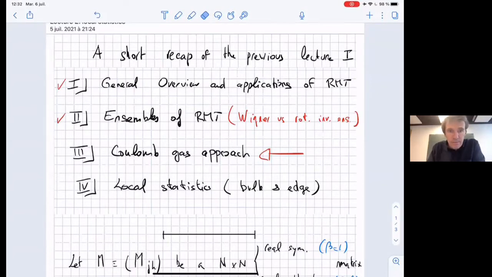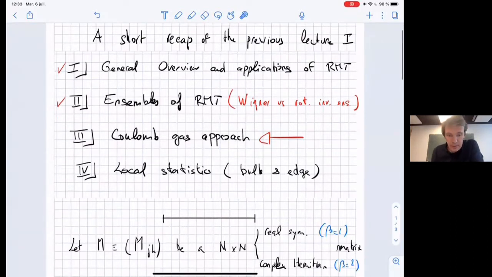Yesterday I started with a quite general overview of RMT, random matrix theory, and its applications. Then I took some time to expose you to two different kinds of matrix ensembles. One class includes the Wigner matrices, which you define directly from the matrix entries. And then I defined the so-called rotationally invariant ensembles, which turned out to be extremely useful also from the computational point of view. I also discussed a particular instance that belongs to both classes, the Gaussian orthogonal and Gaussian unitary ensembles, which we will again encounter today, of course.